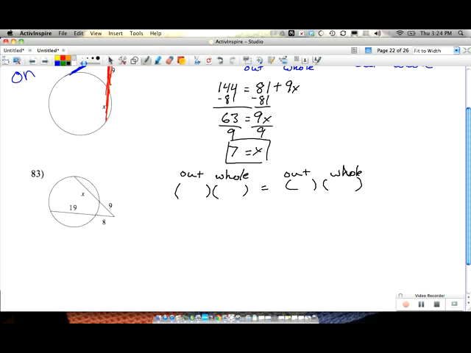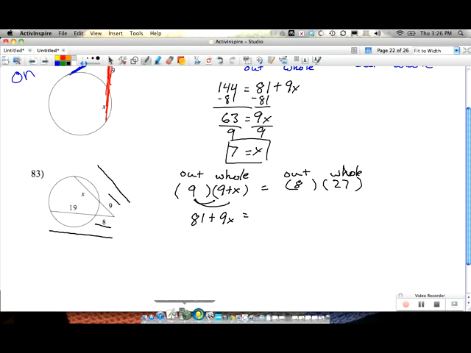So let's start simplifying. We got 9 times 9 is 81, and 9 times x is 9x. On the other side, we have 8 times 27, which is really 4 times 3 is 12, and then 2 times 3 is 6. Let's just use a calculator. 8 times 27. 216. So we're going to subtract 81 from both sides. We'd have 9x equals 135. We divide both sides by 9.